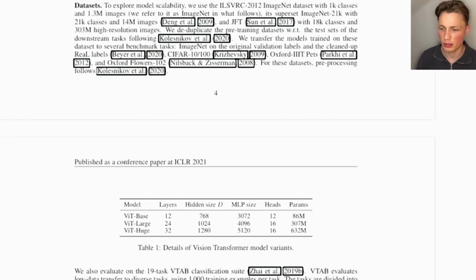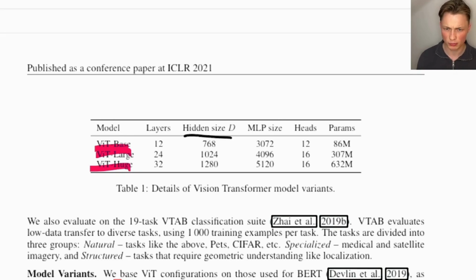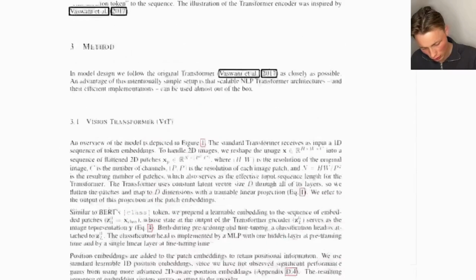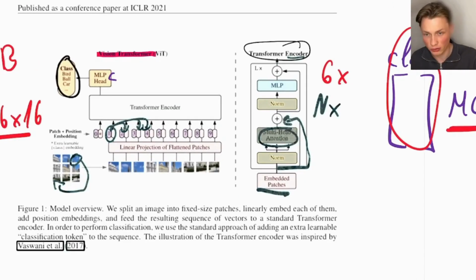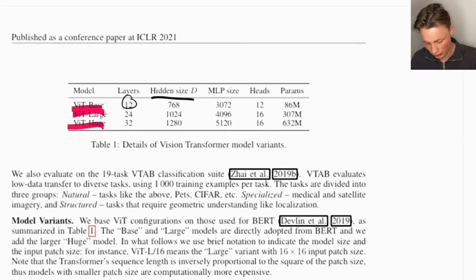Let's have a look at the training of the ViT. We can see here different models. So we have the model ViT huge, large, and base. We have 12 layers, 24 or 32 layers, and different hidden sizes. So let's just have a small recap. What does it mean, 12 layers? It corresponds to how often we are using the transformer encoder block again, so L times, and the smallest one uses it 12 times and the largest one 32 times.